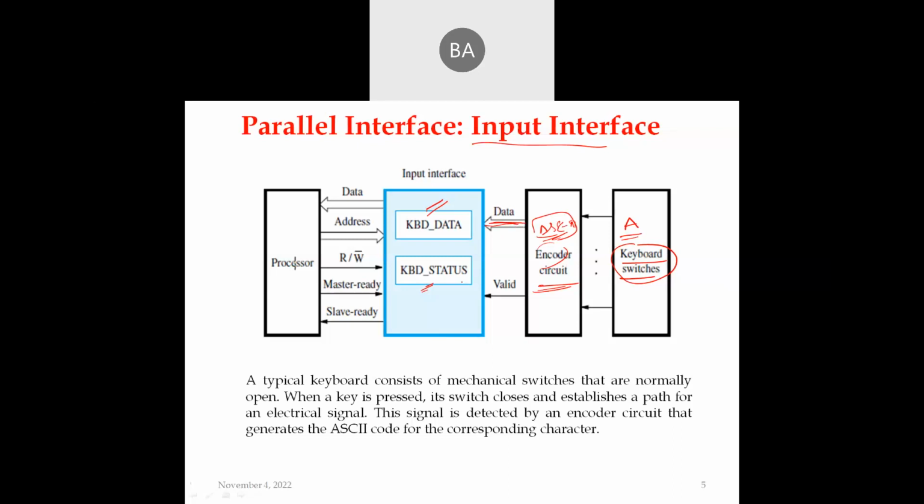Based on this, the status of the keyboard and of the key we have pressed, that is, whether it is a valid key or not, is stored in KBD_STATUS. This keyboard interface is connected to the processor, so the processor can read the data from the keyboard input interface via the address bus, the data bus, and a control signal that indicates whether you want to read or write. Again, master ready and slave ready control signals are used by the processor to know the status of the keyboard.